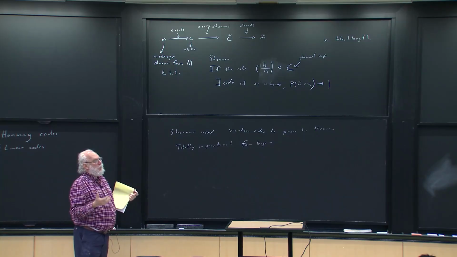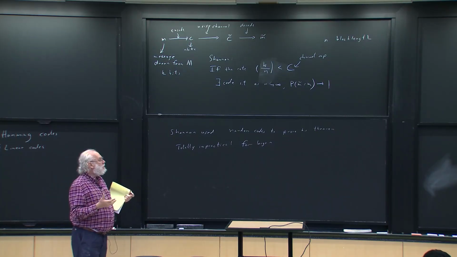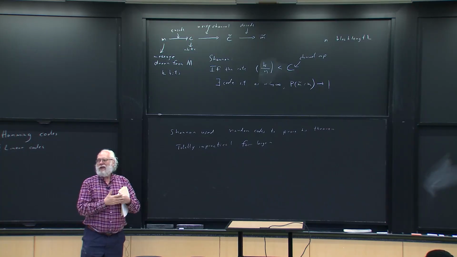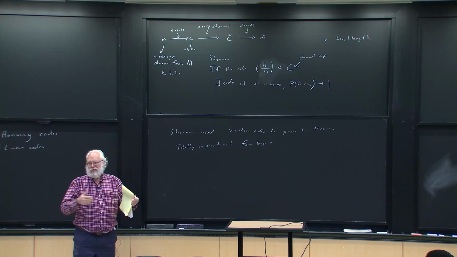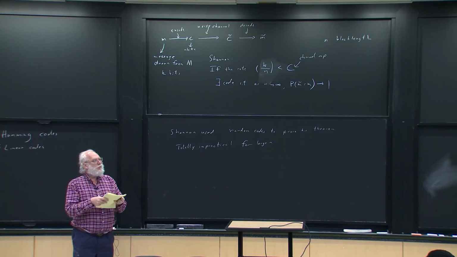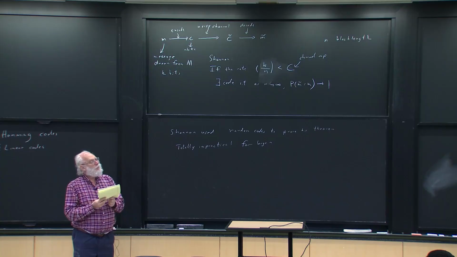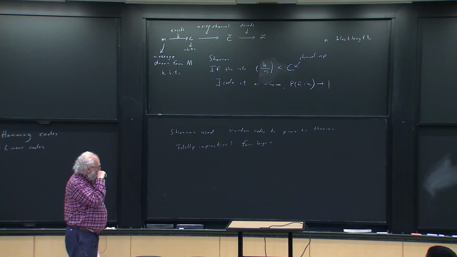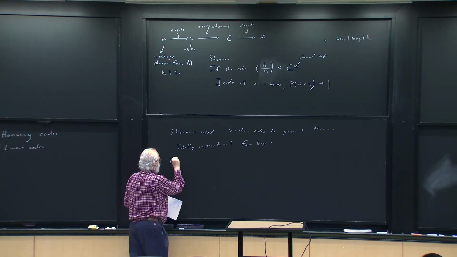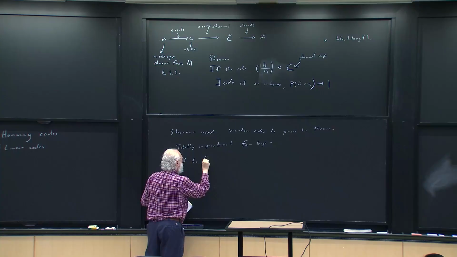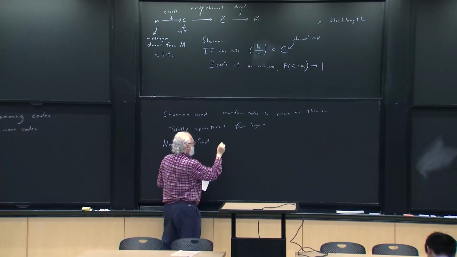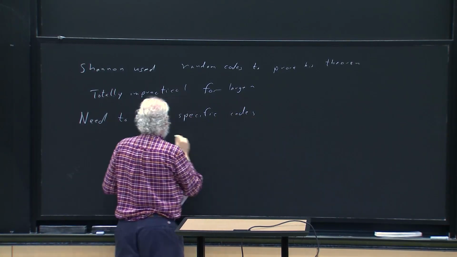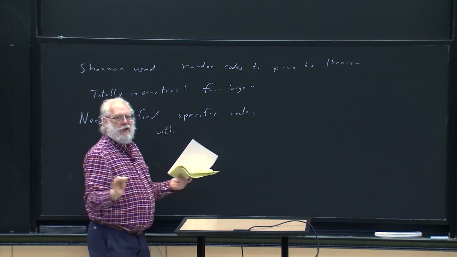And we don't know any way of doing this that is substantially better than going through the entire list of code words, computing the distance, and finding the shortest one. And in fact, you can show that this is an NP hard problem, which means that there probably isn't such a way. So what you need is to find specific codes with practical decoding algorithms.